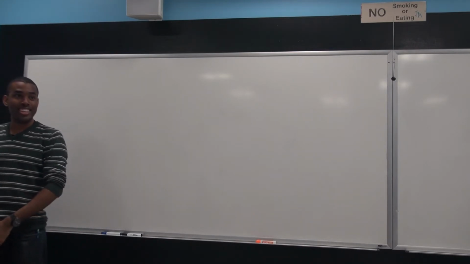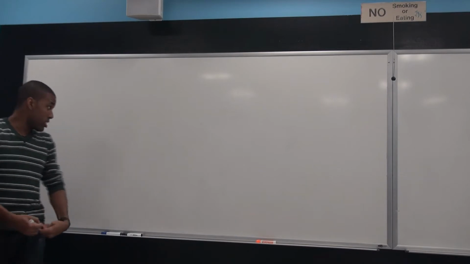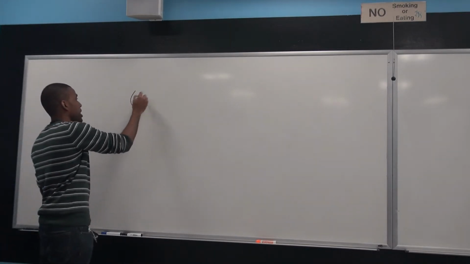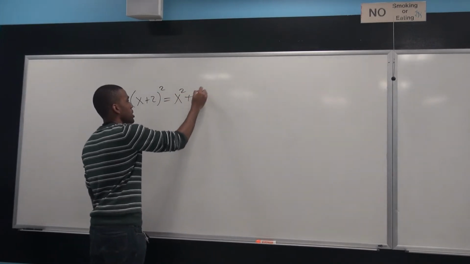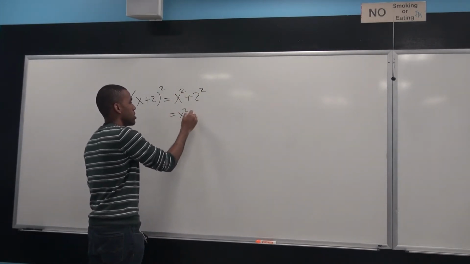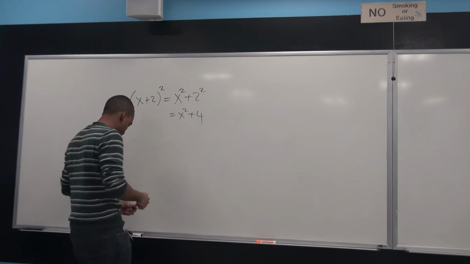Yeah. Distributing powers across sums. That means if you see something like x plus 2 all squared, and you write x squared plus 2 squared, so that's x squared plus 4, that is wrong. That is incorrect.